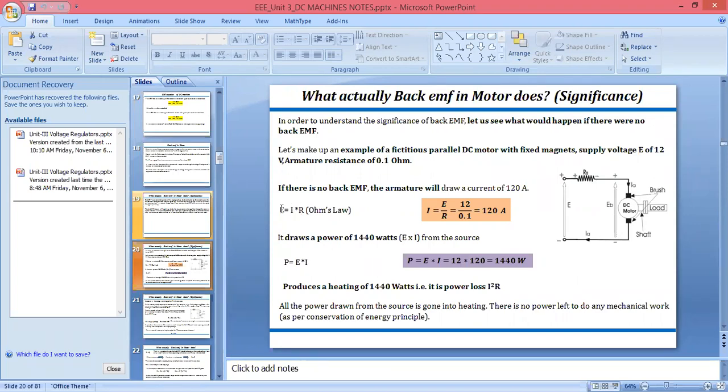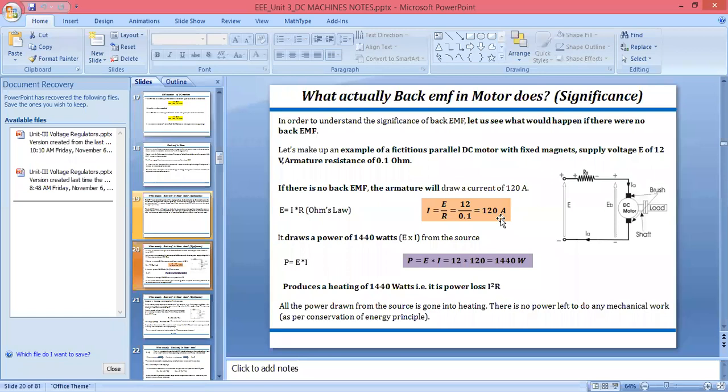So we know the value of E. We are taking here 12 volt. We are taking the resistance as 0.1 ohm. So you will get the current equal to 120 ampere. Now we are supposed to calculate the power that will result because of this 12 volt voltage.